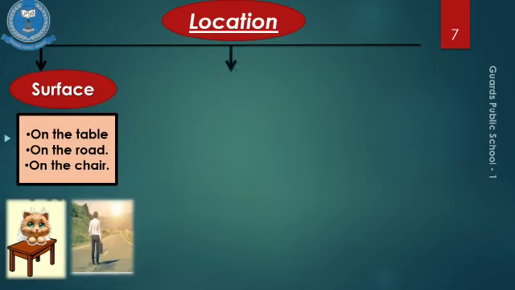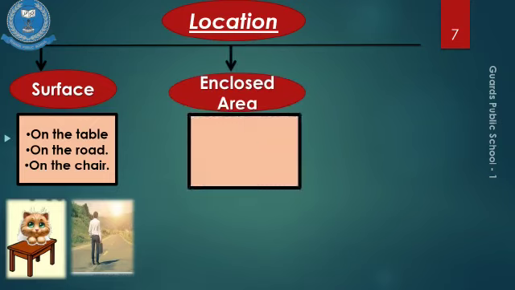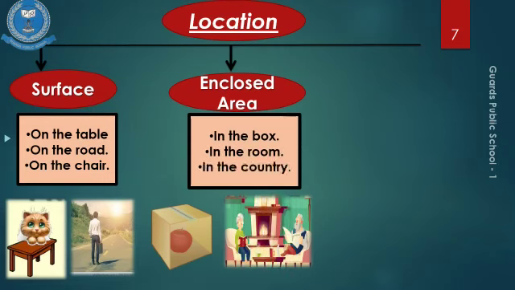The second is enclosed area, for which we use in. For example, in the box, in the room, in the country. It means that the noun or the object is inside an enclosed area which is surrounded by edges or boundaries.